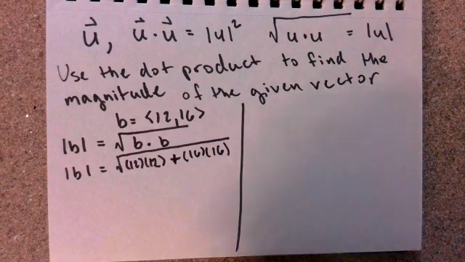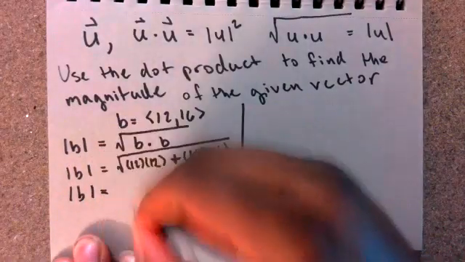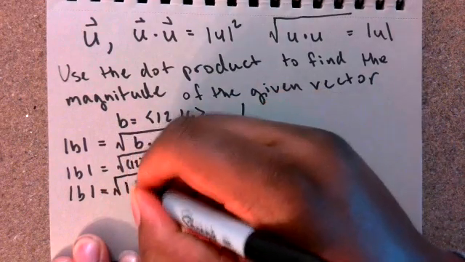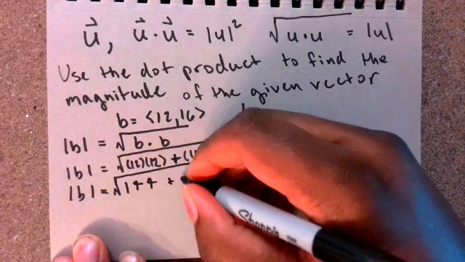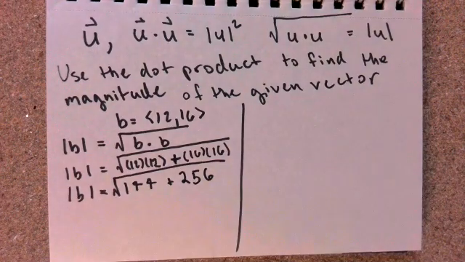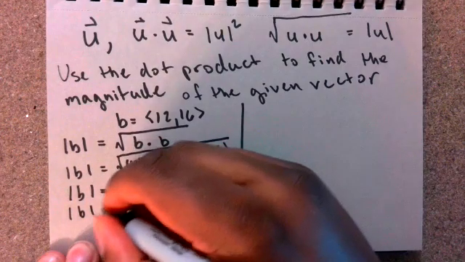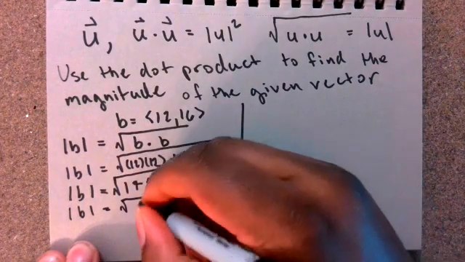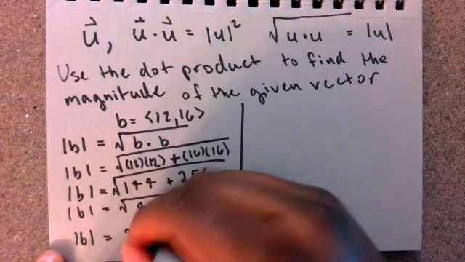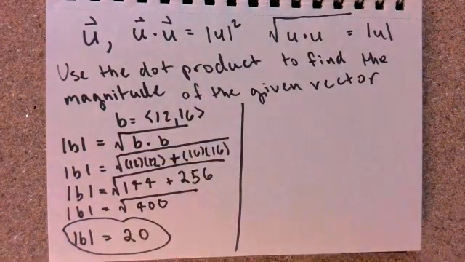Now, given all of that, that's just going to be the square root of, if my math serves me well, 144 and 256, which if you add these two together, is the square root of 400, or just 20.